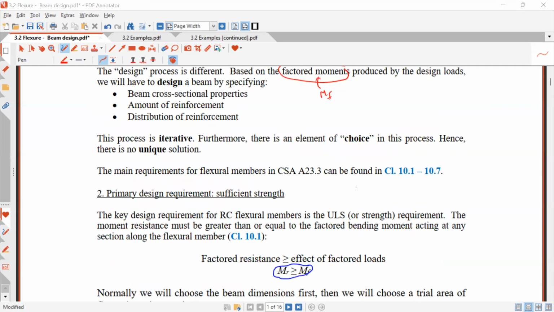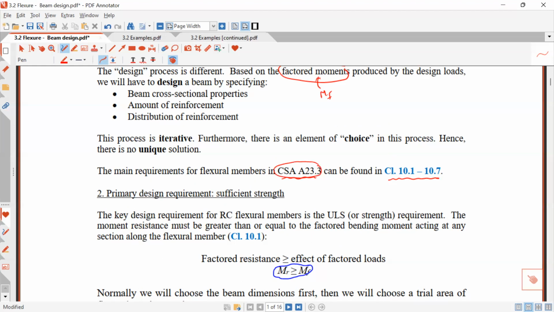These design requirements are in CSA A23.3 in clauses 10.1 to 10.7. I mentioned this before. Don't just rely on my notes. You should download this standard. Every time I cover a new topic, you're going to see I refer to these clauses. So it's good to go into the code and see what these clauses say.